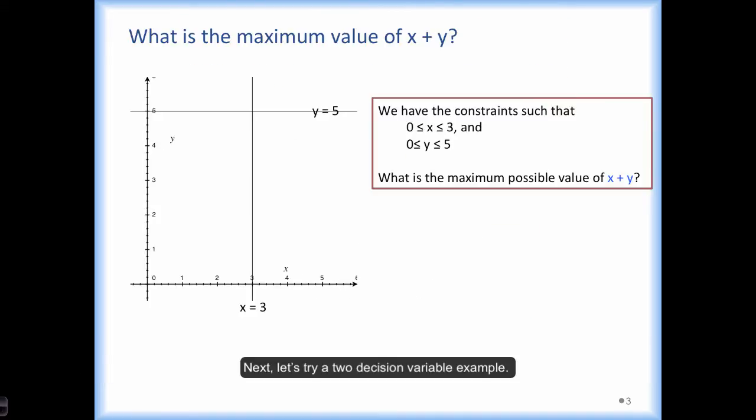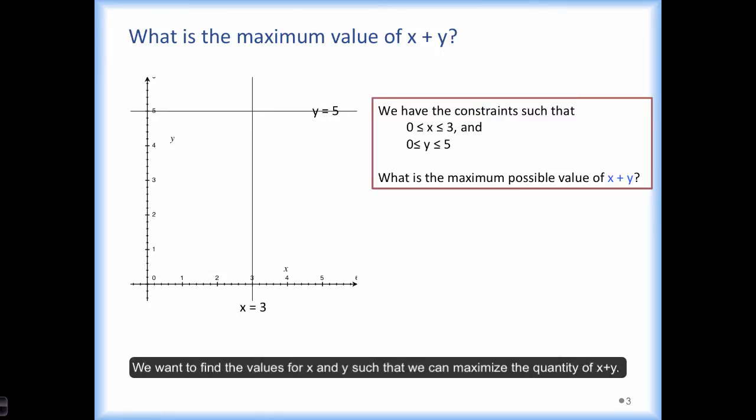Next, let's try a two decision variable example. There are two decision variables x and y. Let's say we want to find a value for x and y such that we can maximize the quantity of x plus y. However, we are faced with the constraint such that x must be between 0 and 3 and y must be between 0 and 5.